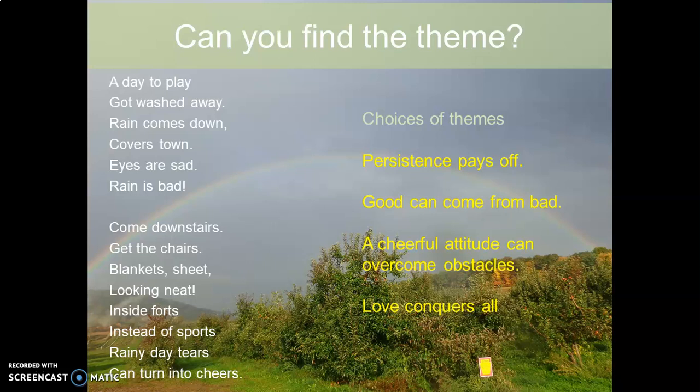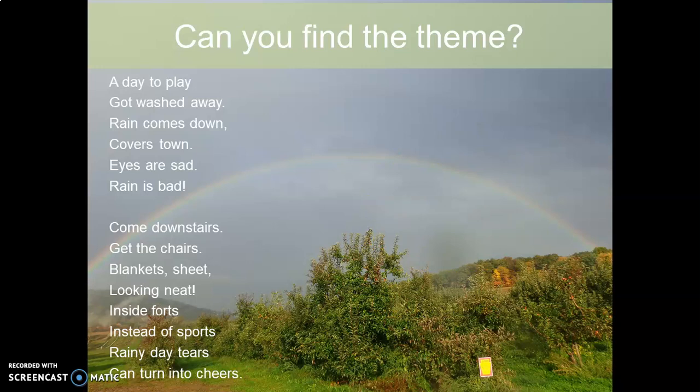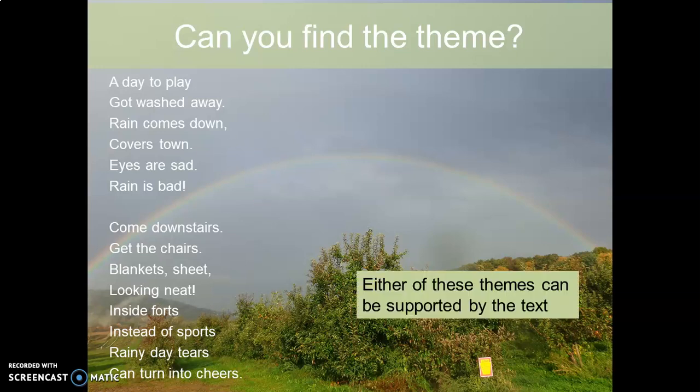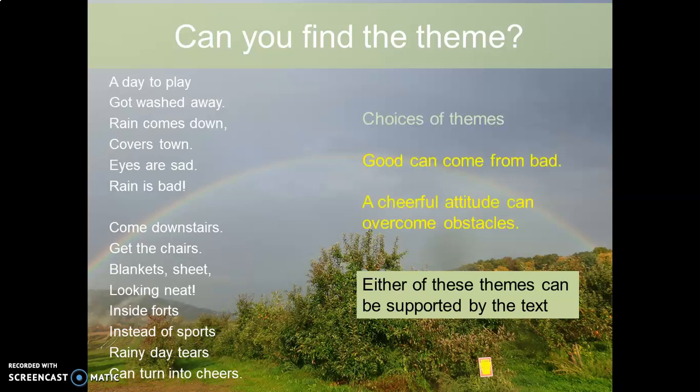Some common themes we talked about are persistence pays off, good can come from bad, a cheerful attitude can overcome obstacles, and love conquers all. Any of those themes could be supported by this text. For example, good can come from bad, and a cheerful attitude can overcome obstacles. Either of these can be supported by this poem. Can you find the details that support these?